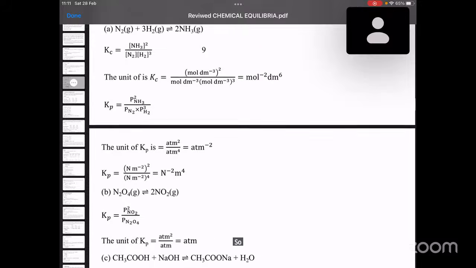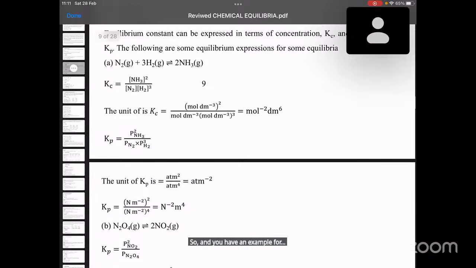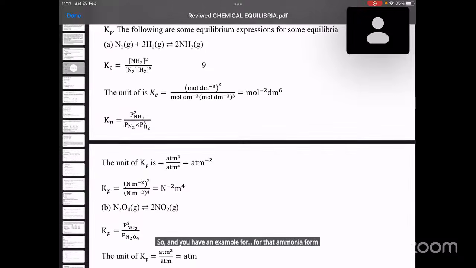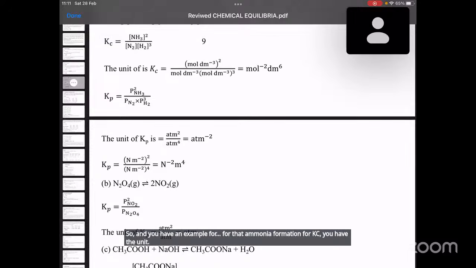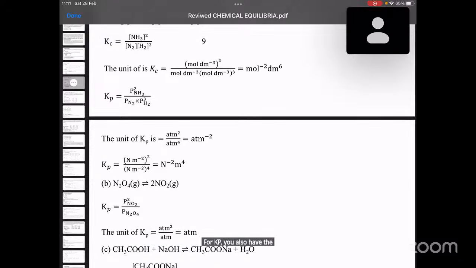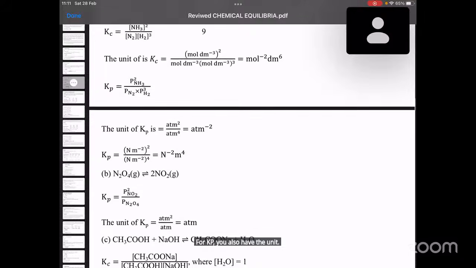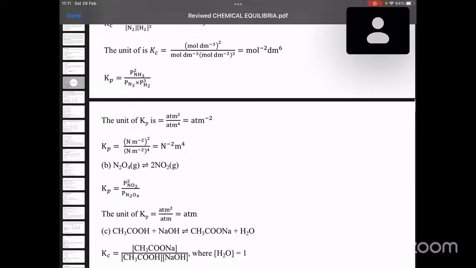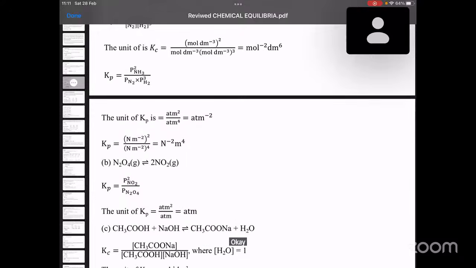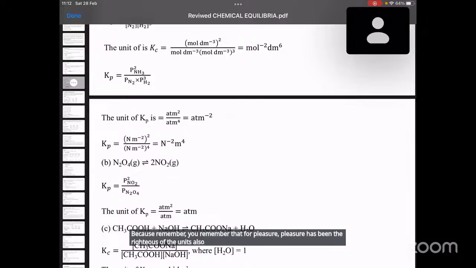So, you have an example for that: ammonia formation. For Kc, you have the unit. For Kp, you also have the unit. The unit for Kp can be in atmosphere. It can also be other units, because remember that pressure has varieties of units. So it depends on what unit you're using.